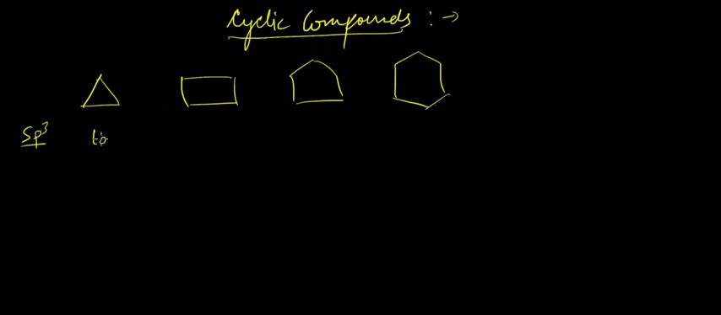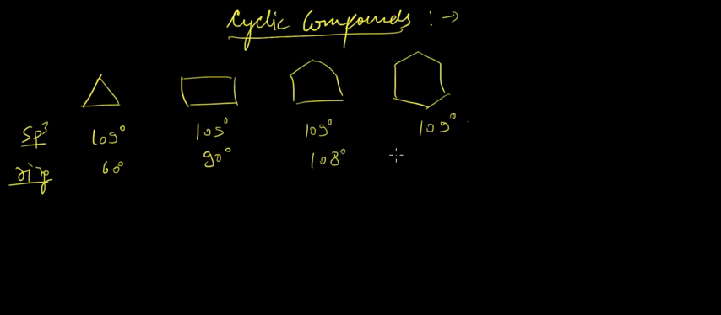So all should ideally have a 109-degree angle between them, but due to the ring structure they only have 60-degree here, 90-degree here, 108-degree here, and 120-degree here. So what is the strain? The strain is just subtract the sp3 hybridized ideal angle from the actual angle they have in the ring and take the modulus. So strain here is 49-degree.